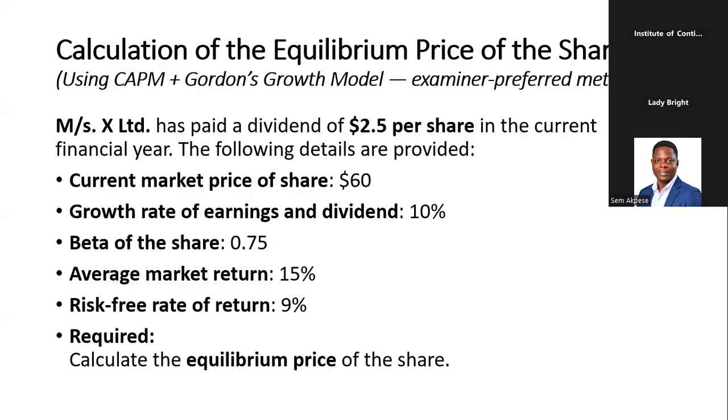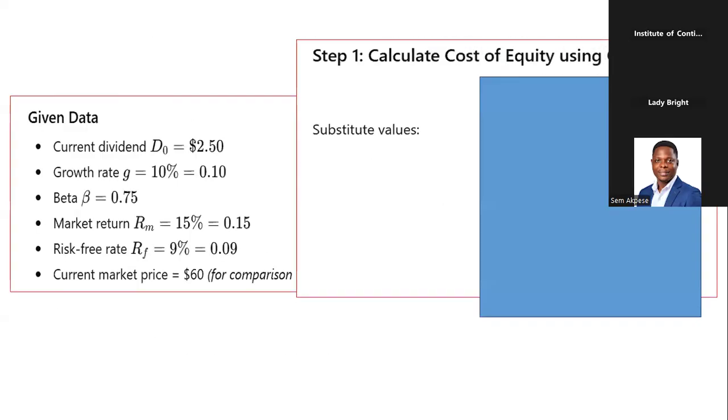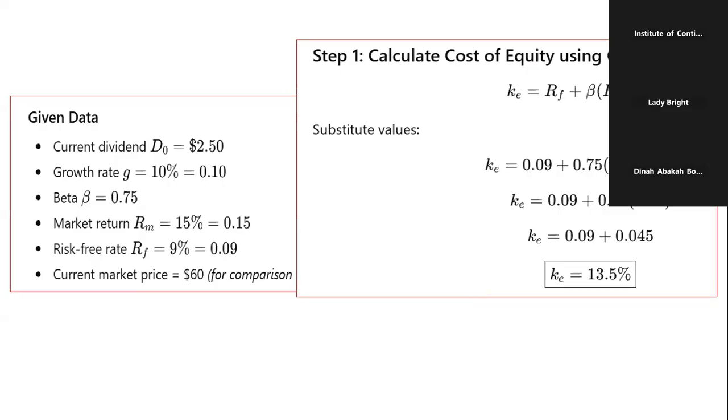So for cost of capital, what is the formula for cost of capital? Which formula are we using? The CAPM. We are using the CAPM formula. And that is it. Once you get the cost of capital, you look for the CAPM formula. You are good to go.